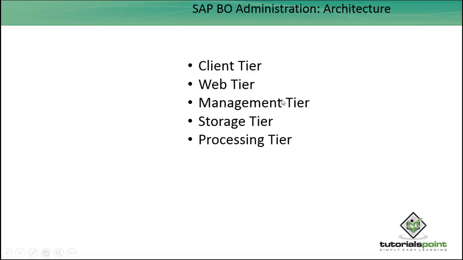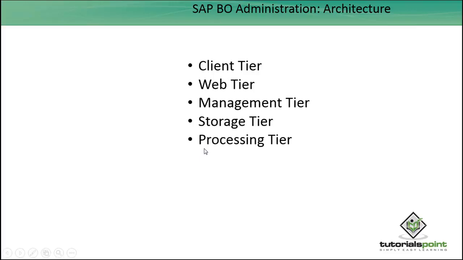Then we have the processing tier. So the last tier is the processing tier. The processing tier analyzes the data and produces the reports. This is the only tier that accesses the database that contains the report data. This tier comprises the adaptive job server, connection server and the processing servers such as the adaptive processing server or the Crystal Reports processing server.